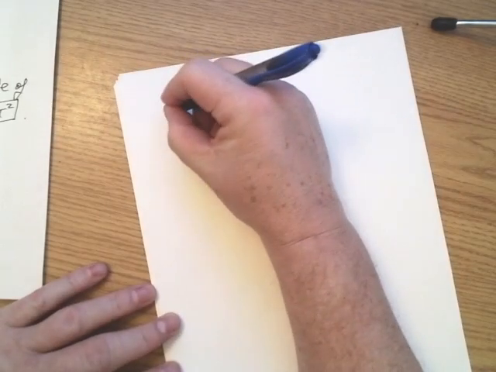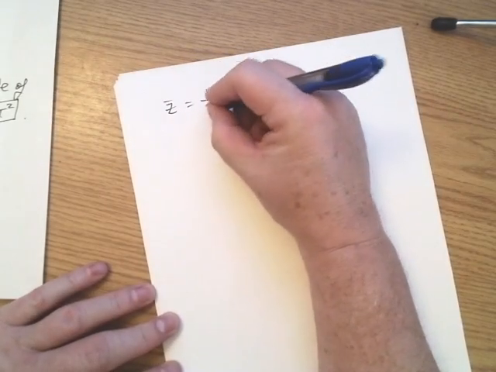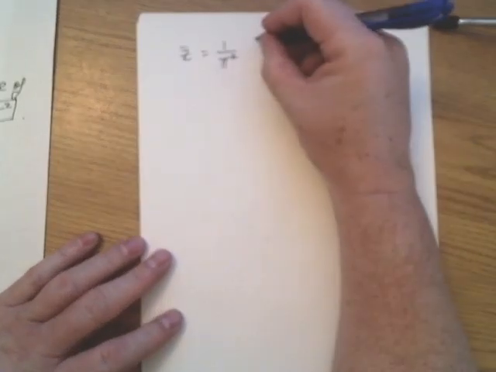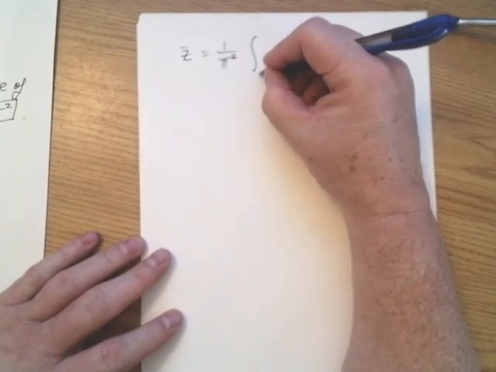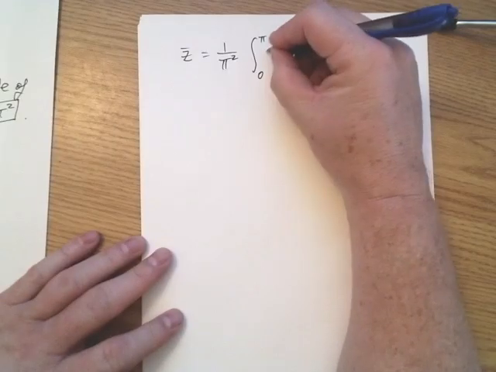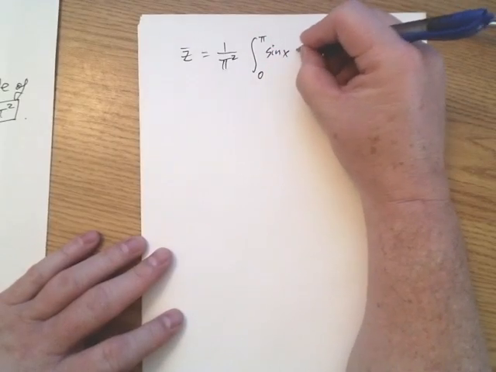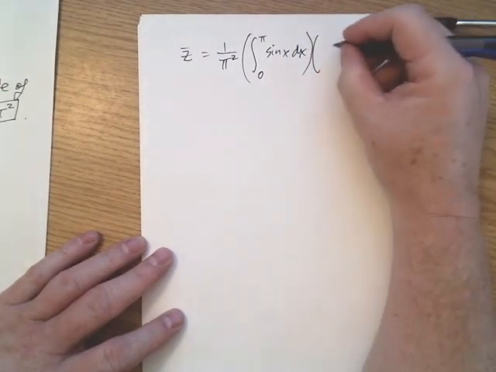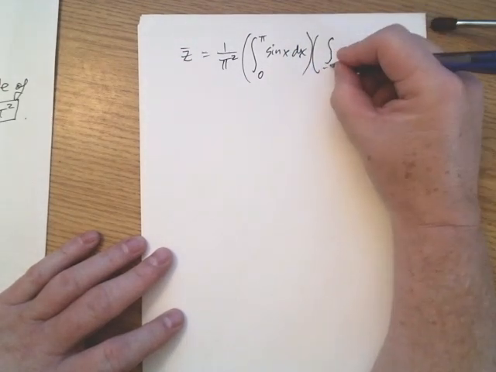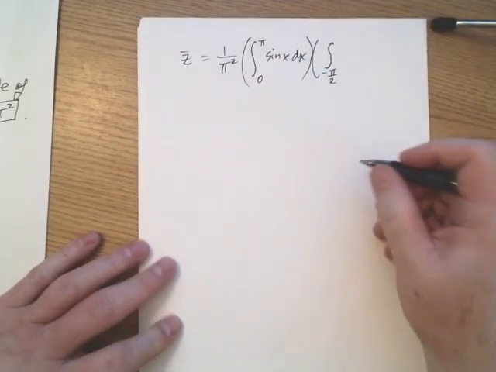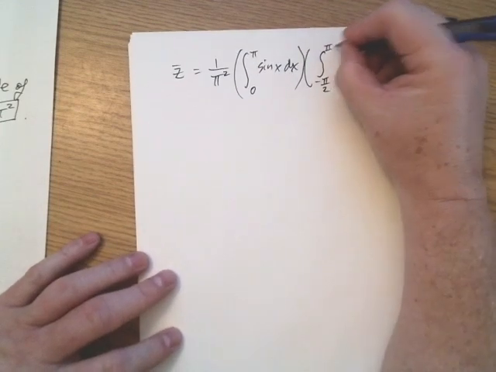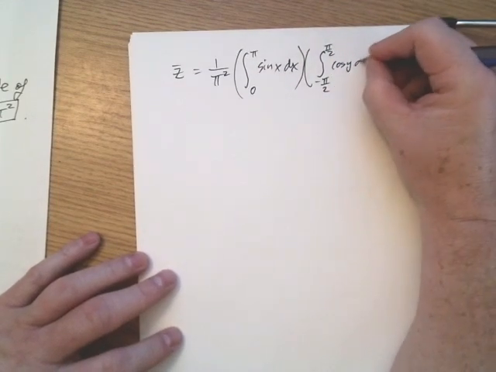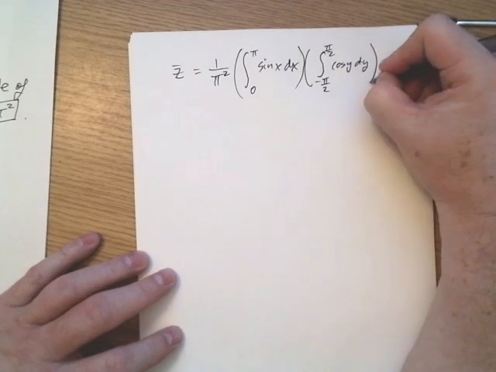So that z bar is 1 over pi squared, the integral from 0 to pi sine x dx, and that's being multiplied by this other integral. So you guys notice in this particular case, because my radicand could be written as the what?